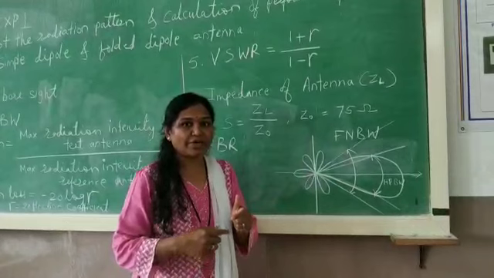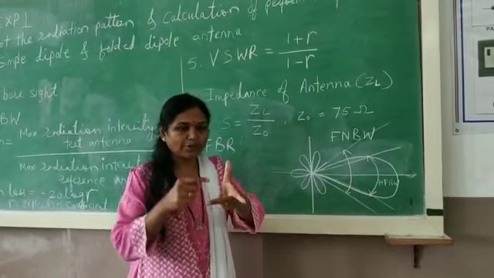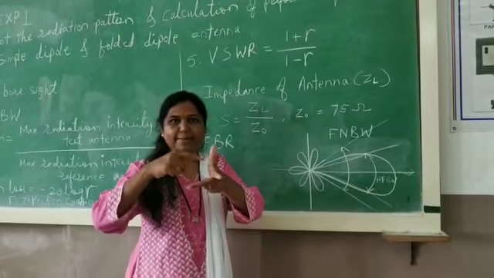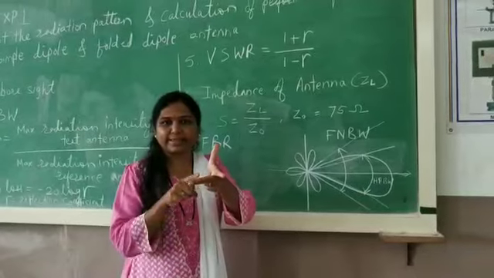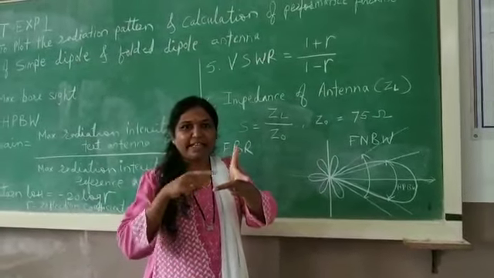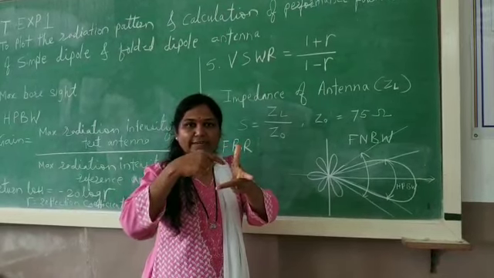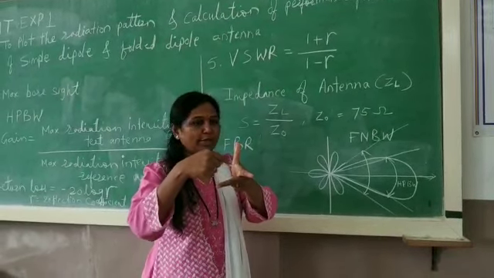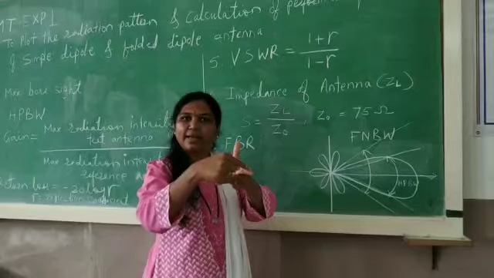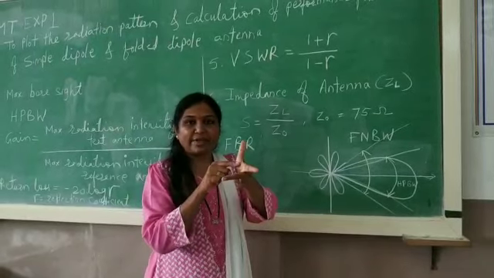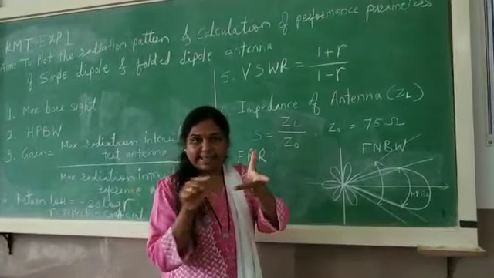Angular space means what exactly? For example, suppose this is your z-axis, this is your y-axis and this is the x-axis. Then E field components are, suppose, in the z-axis, then always H field components are perpendicular to E field. Therefore, it will be in the y-axis and the wave propagates in the x-axis.